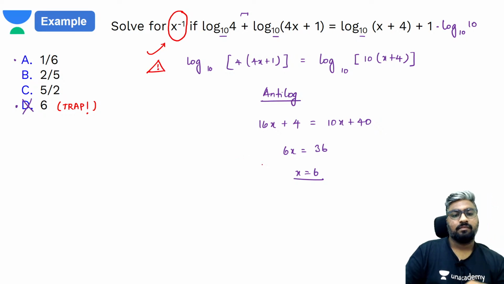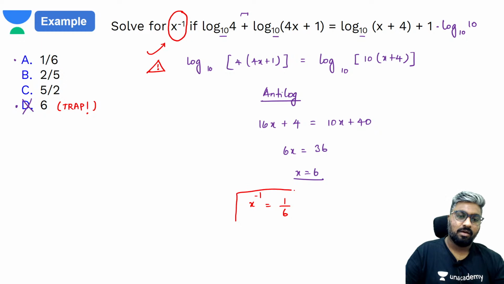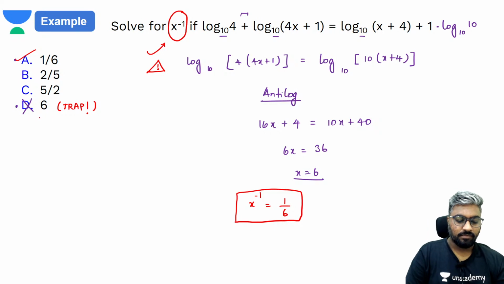Okay, so the value of x to the power -1 will be what? 6 power -1, that is the reciprocal of 6. 1/6 is the actual right answer, not 6. Okay.